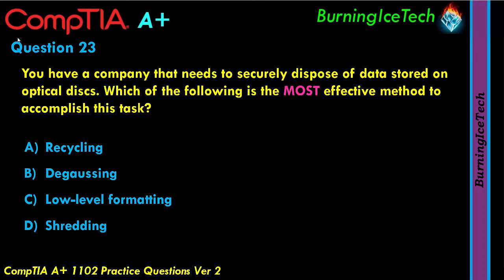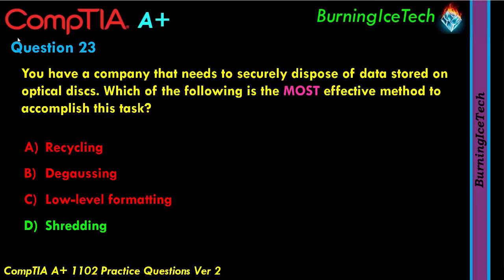D, shredding. Shredding is the new best answer here. So the best answer here, folks, is D, and that will be followed shortly after by B, degaussing. Shredding is when we use industrial shredders. These are like metal shredders that rip the hard drive physically into bits and pieces, little chunks.